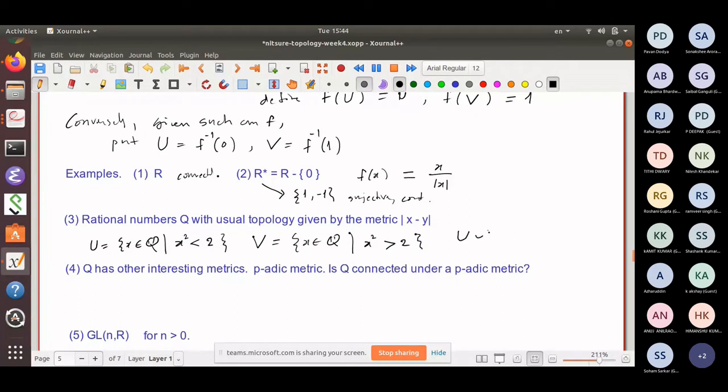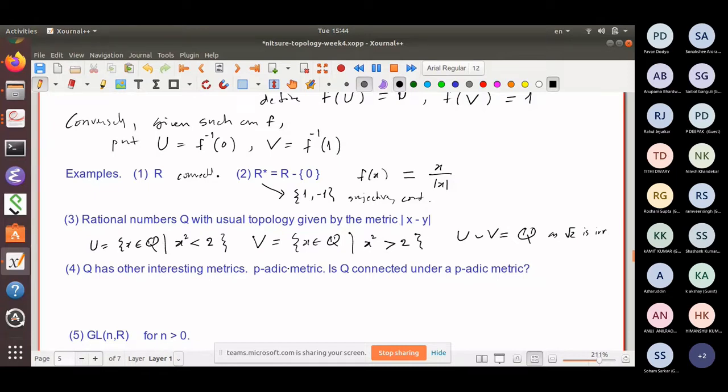U union V equal to Q as root 2 is irrational. There is nothing whose square is equal to 2. So either it is less than 2 or greater than 2. And both of these are open. Why? Because x times x multiplication is continuous and less than 2 is the inverse image of that half line which was open. So this is open, etc.